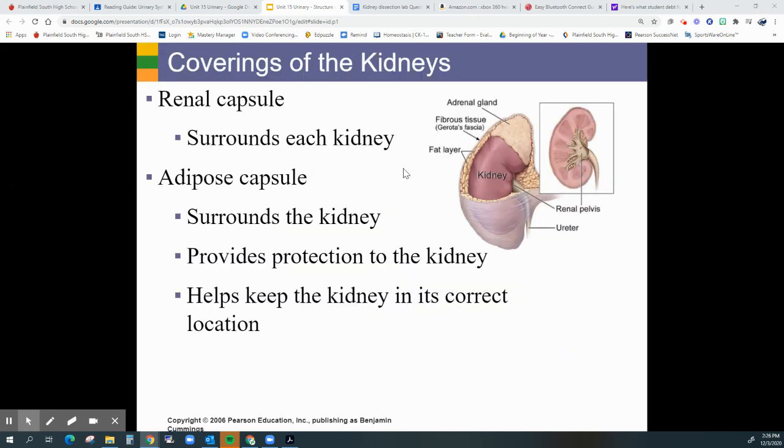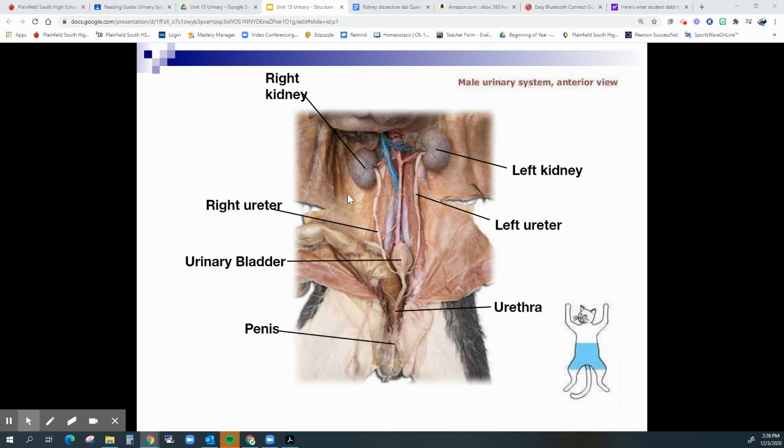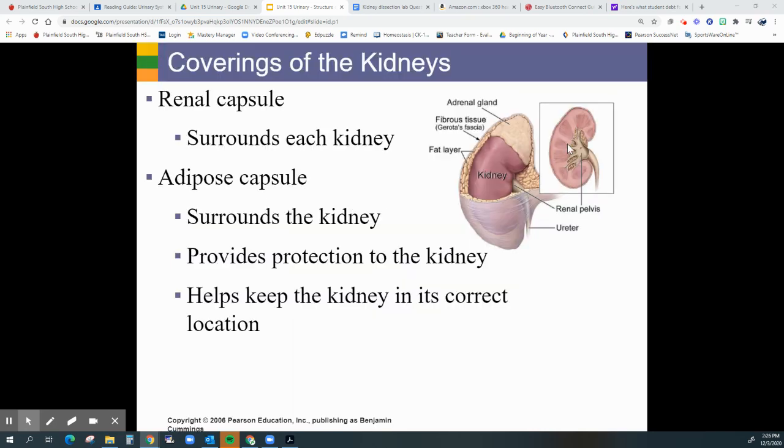Coverings for the kidneys, like any other organ: we've got a couple of different things that go around the outside. There's what's referred to as the renal capsule. This is what surrounds each kidney. If I go back to this picture, that capsule's been removed here so we can see them. Then there's also an adipose capsule inside of that, which is there mostly for protection.